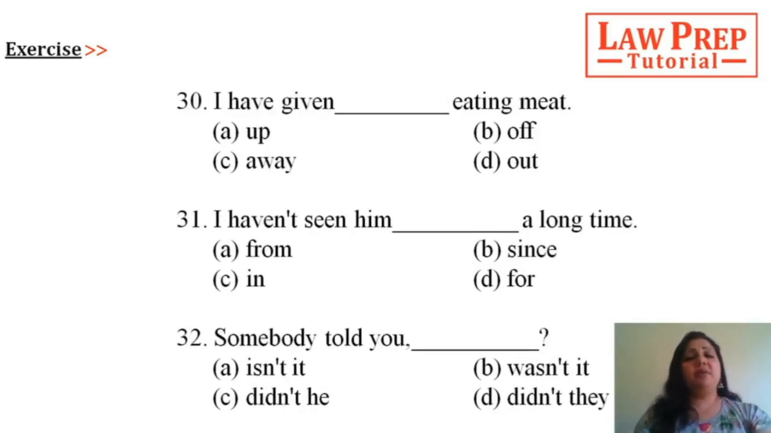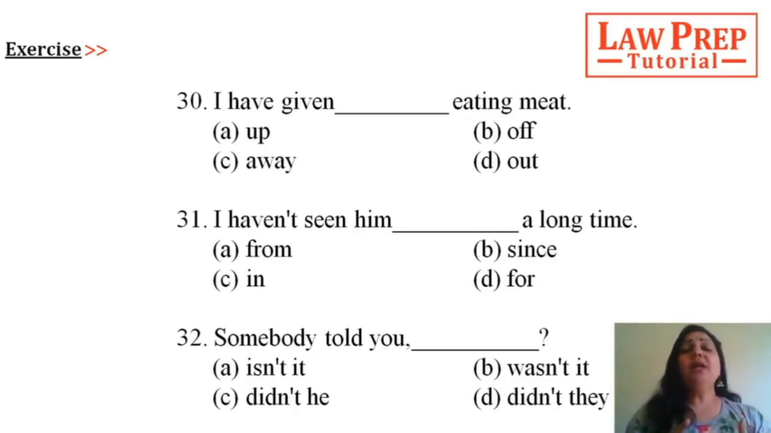I have given dash eating meat. Now again a phrasal verb question, a preposition question. Given away, given off, given out. Given out means to announce, right? Given away means to give up, you leave something. And given up also means leave something. Now give away is gave way. Gave way and gave away and given up. I'll explain the difference.